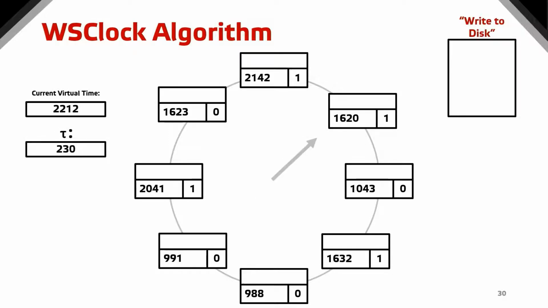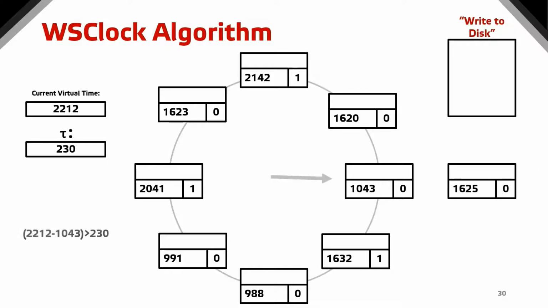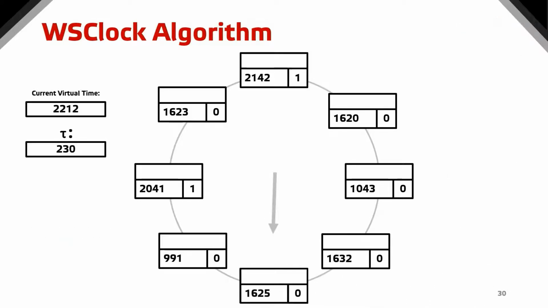The next page is dirty, has R bit equal to 0 and h is greater than tau, that's why we schedule a write to the disk. The next page, R bit is equal to 1, thus we change it to 0 and advance the hand. The next page is clean, its R bit is equal to 0 and the h is greater than tau, thus we remove it and swap with the incoming page.